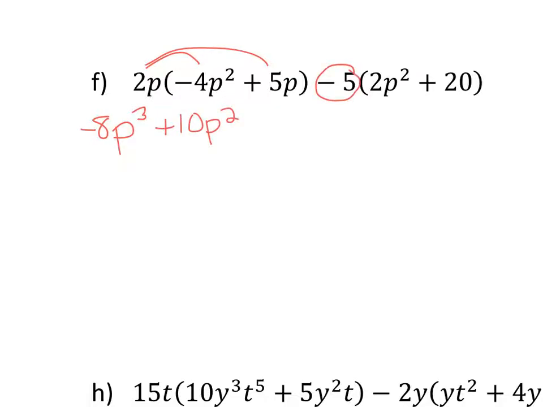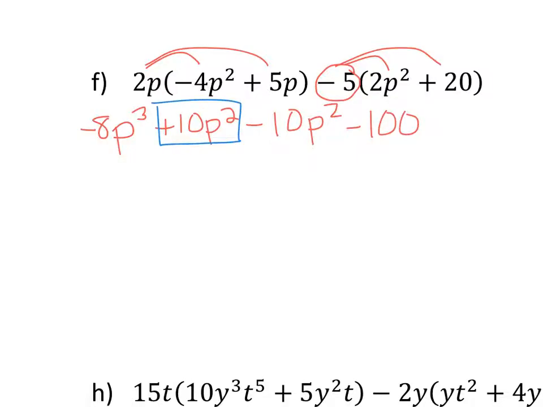Then I will take this negative 5 and distribute it. Negative 5 times 2p squared is negative 10p squared. And negative 5 times 20 is negative 100. Got a couple like terms here. 10p squared minus 10p squared is 0, so that cancels out. And I'm left with negative 8p to the 3rd minus 100.